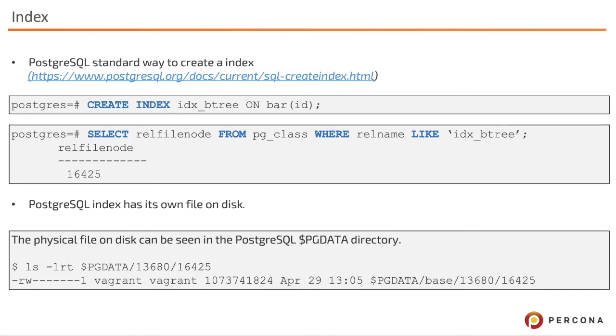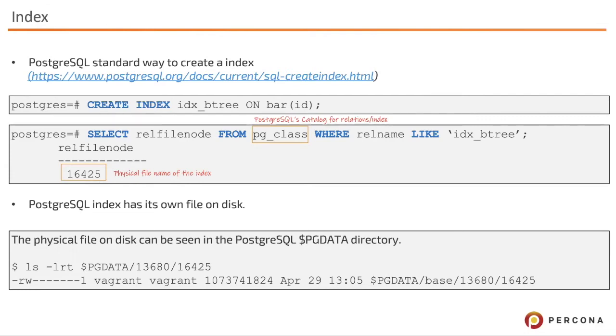Here I have created an index idx_btree on bar ID and am selecting the relfilenode. Maybe you remember that when we created a table, we ran the same query on the catalog table. Now we are creating an index and running the same query on the catalog table pg_class where relname is idx_btree, and a physical file exists. That's proof that when you create a table, it creates a physical file for you, and you can select from pg_class. And when you create an index, it will also create a file on the disk, and you can select that using the same query.